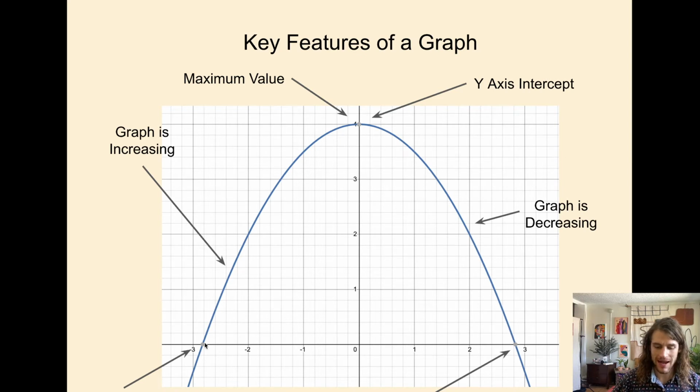Then we have our x-axis intercepts, right? So where it crosses that horizontal x-axis. That occurs, it looks like, 2 times at approximately 2.8 and negative 2.8. And then we have our y-axis intercept, which in this case happens to be the same point as the maximum, (0, 4). Okay, so those are the key features of a graph.